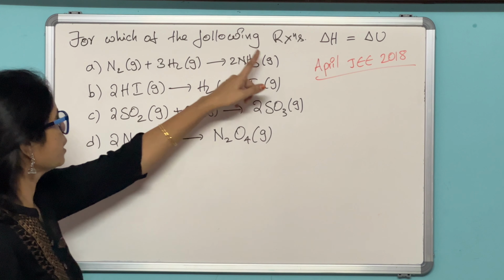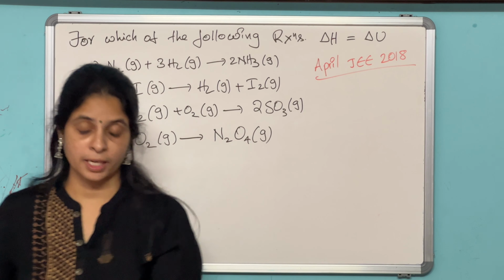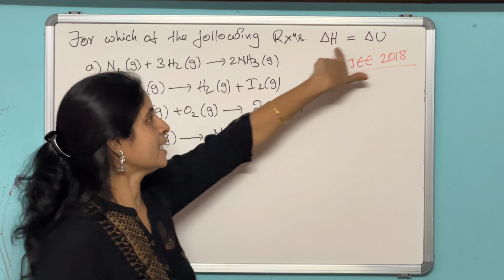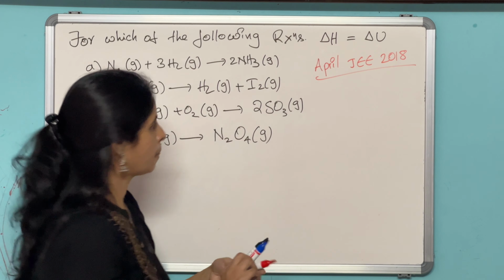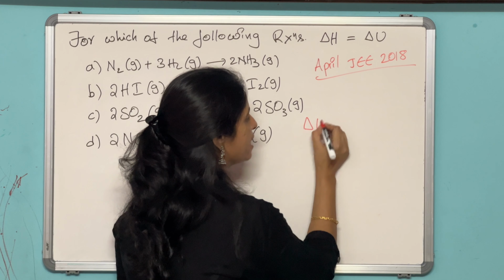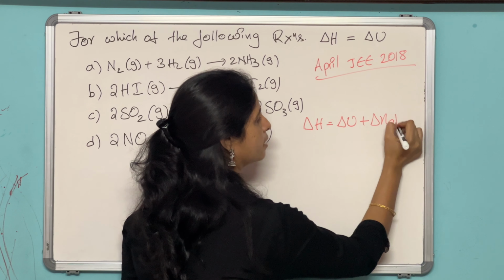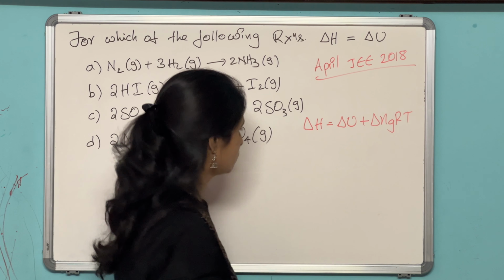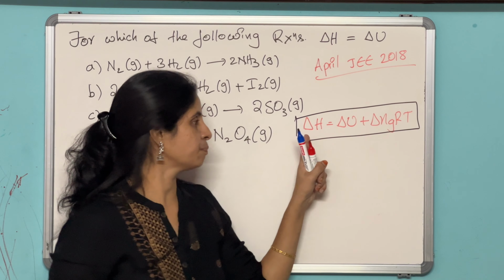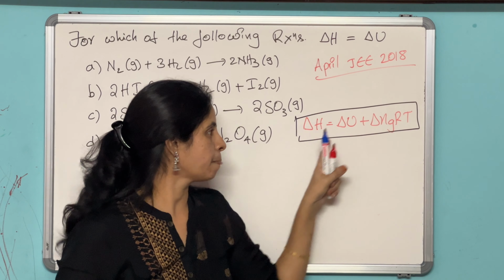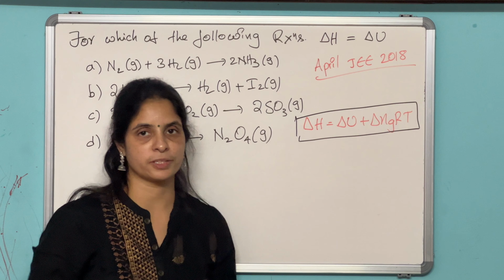For which of the following reactions is delta H equal to delta U? Here, heat content is equal to internal energy. For these two, we have a relation: delta H is equal to delta U plus delta Ng RT. Delta H is the heat content, enthalpy, and U is internal energy. R is the universal gas constant and T is temperature.